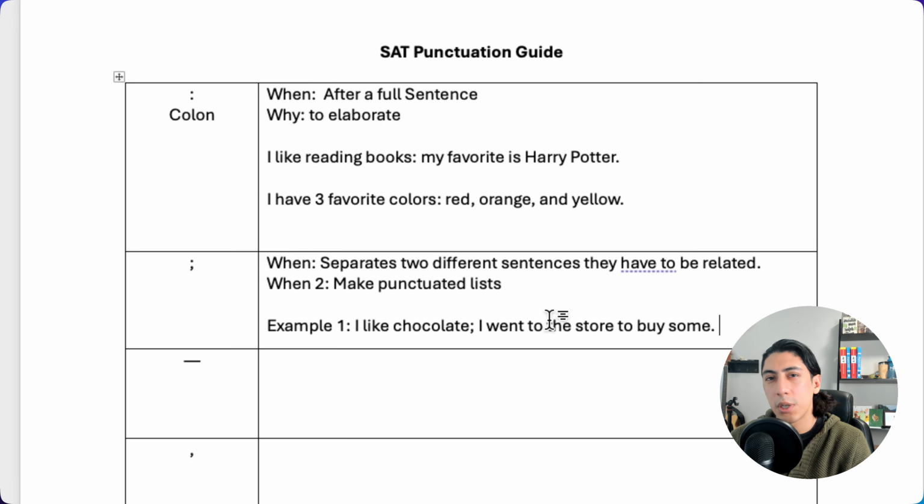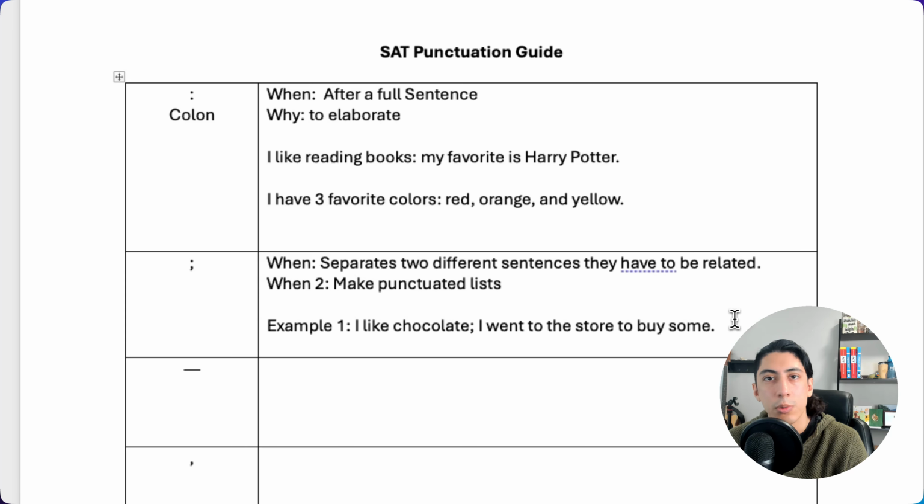Okay, just a very simple sentence so you can see how it works. I can write down, I like chocolate; I went to the store to buy more. Easy enough. This is for my first one. My other one is going to be for punctuated lists. Now let's talk about what those might look like.